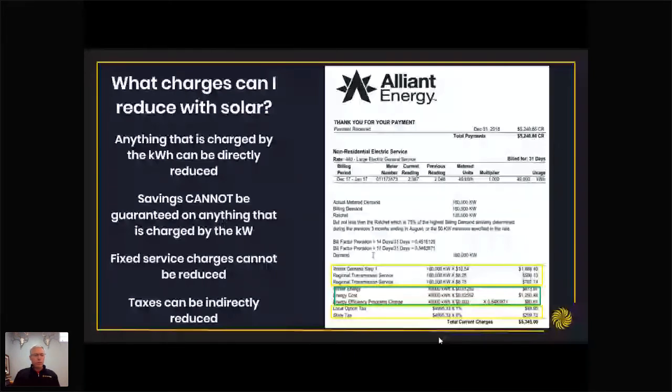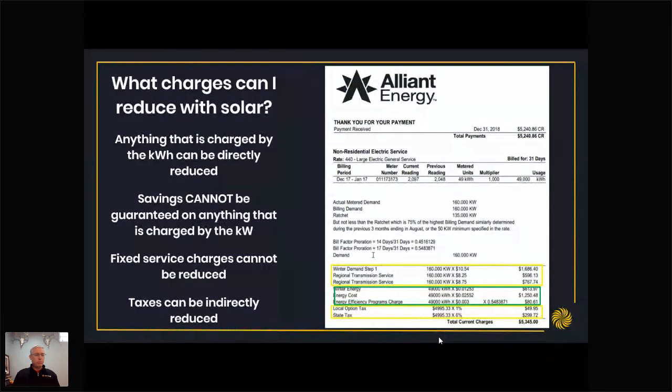Everything that you are charged by the kilowatt, by the KW, savings on those charges cannot be guaranteed by going solar. Now, there is a chance that you will see reductions in your peak demand, depending on when those peak demands happen in your particular business. But just by looking at electric bills, there's no way that we, or any other solar company for that matter, can tell you for sure what we can or cannot reduce for you.